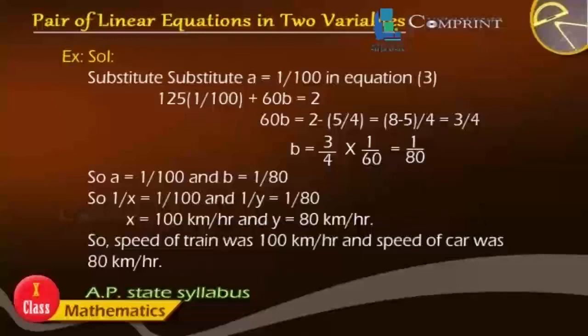So, a is equal to 1 by 100 and b is equal to 1 by 80. So, 1 by x is equal to 1 by 100 and 1 by y is equal to 1 by 80. x is equal to 100 kilometers per hour and y is equal to 80 kilometers per hour. So, speed of train was 100 kilometers per hour and speed of car was 80 kilometers per hour.